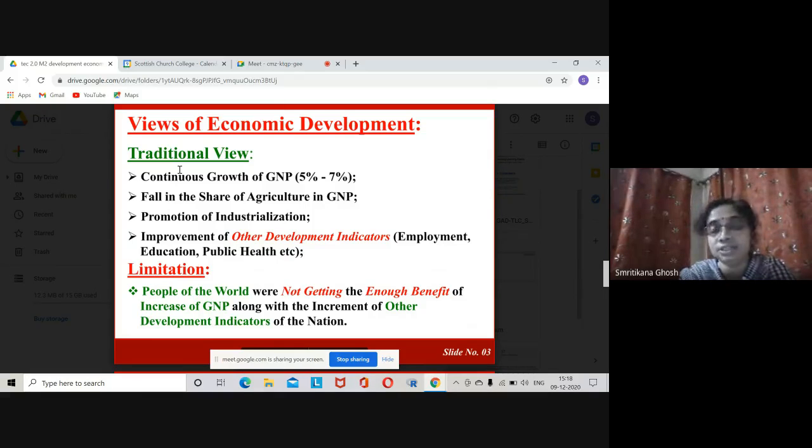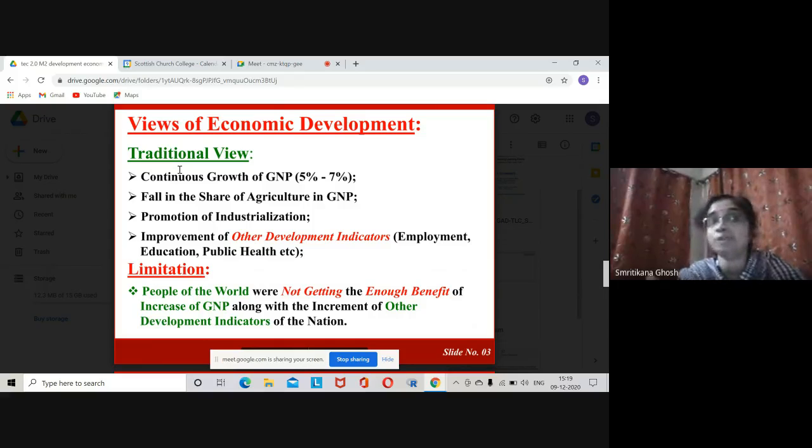The third one is that industrialization should be encouraged. Large industries should be established, and small scale industries should be encouraged. These are other features of economic development. And finally, there should be an increase in employment, the education level should be improved, and the public health sector should work better than before. So, according to the traditional view, these are the features of economic development.